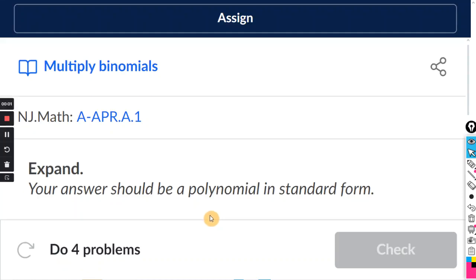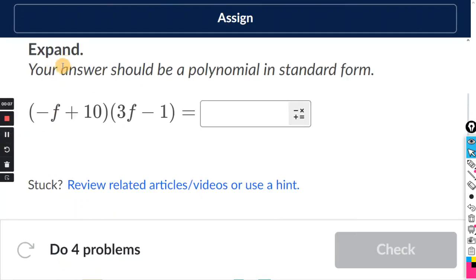This will be for the Khan Academy exercise, multiply binomials. All right, so they want us to expand or multiply the binomial. Your answer should be a polynomial in standard form.